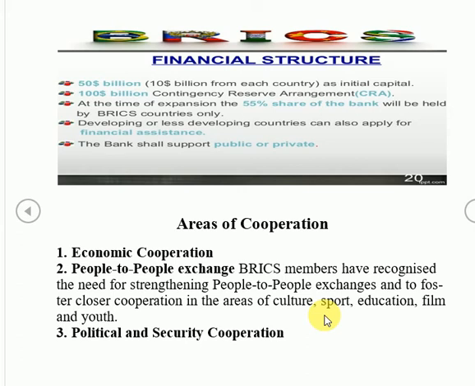The third and the last most important is political and security cooperation. Means the countries who are members of BRICS also share the political regime, the political status and the political strategy among these countries. And if I talk about security cooperation, most of the time you have seen joint military exercises, joint naval exercises, joint air force exercises. So all these joint or bilateral exercises are conducted to develop security cooperation among the member countries, right?